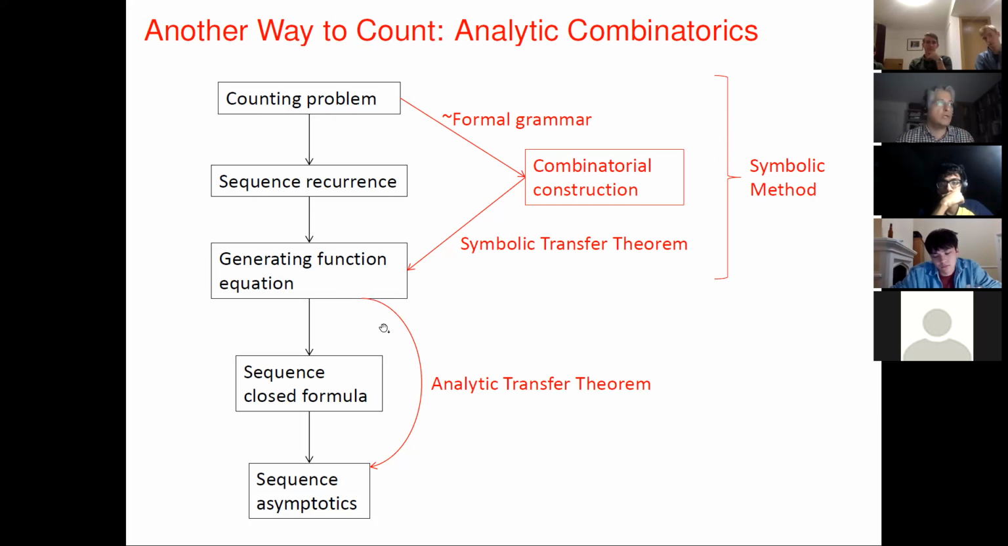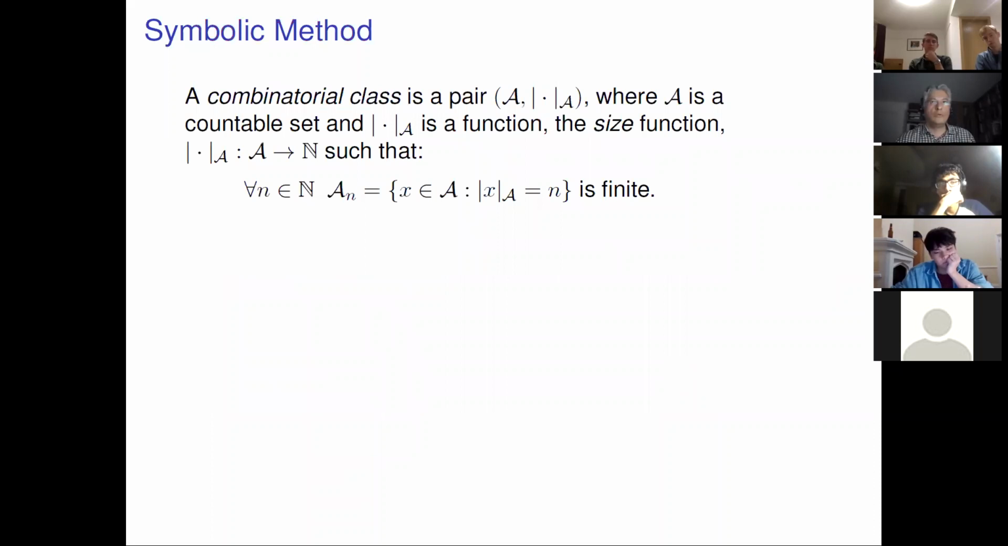There are several that, directly from the equation for the generating function, give you, well, it's really from the closed formula for the equation. I didn't want to put another box for the closed formula, but you don't need a closed formula for the sequence to get the asymptotics. Okay, so let's start. So we need to define a combinatorial class.